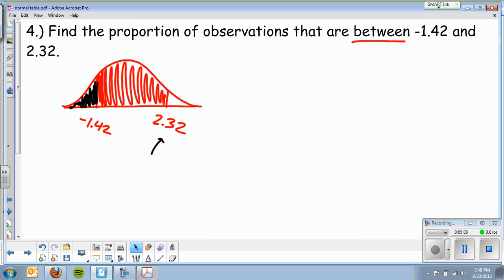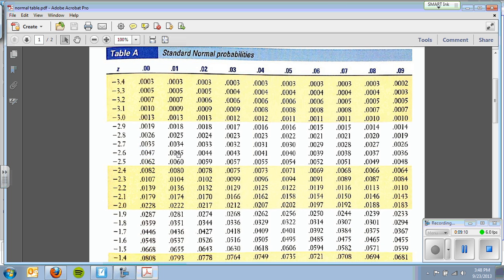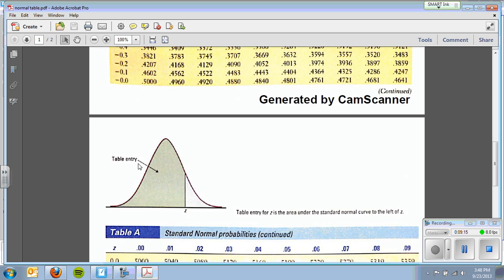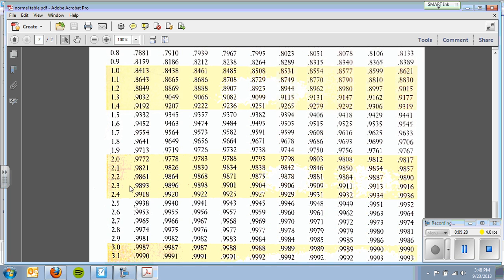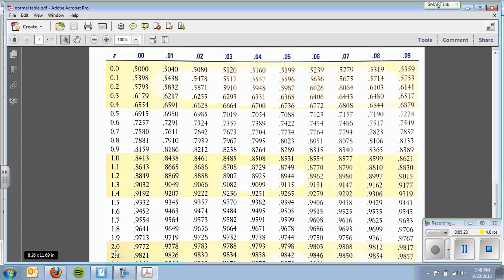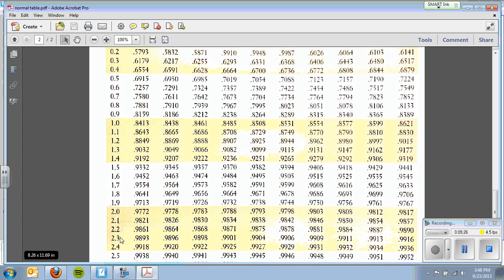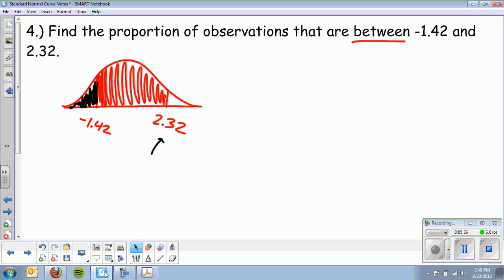So I'm going to go ahead and do that real quick. 2.32, right? So I go to the positive side, and I'm going to scan down here until I find 2.3, and I'm going to go over to 2. I can't really fit it, but 2.3012. It's that number right there. Okay, 0.9898. So this whole area is 0.9898. That's not what I want. I don't want less than 2.32.